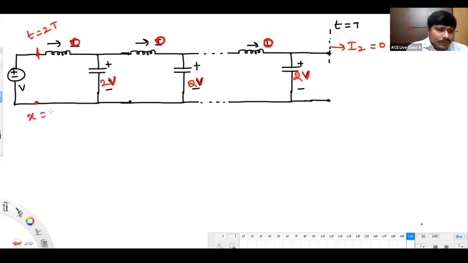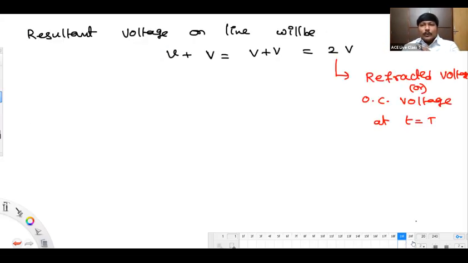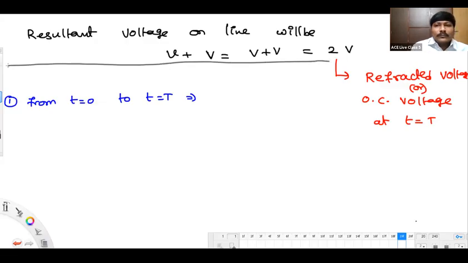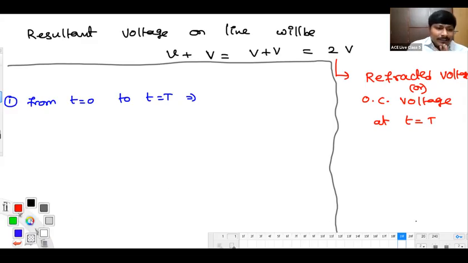And this is the point x equals 0. Let me write the two propagations we have discussed. Propagation 1 is from time T equals 0 to capital T. We are not discussing the open circuit voltage and the currents here. We are discussing only the voltage and currents on the transmission line.